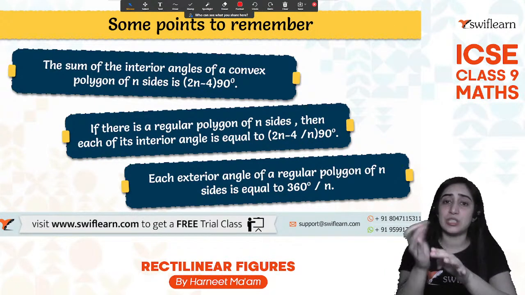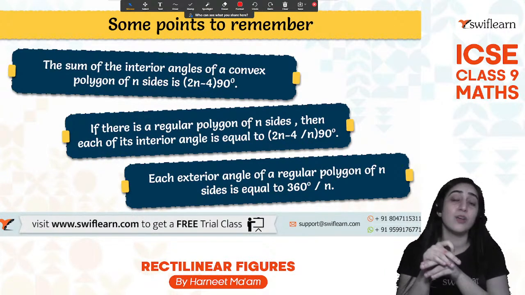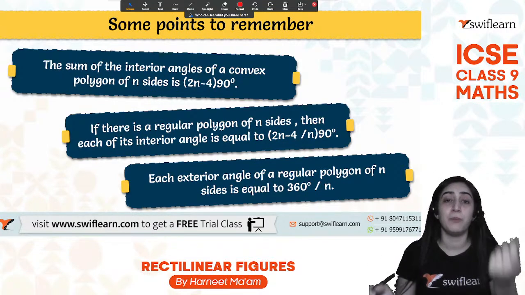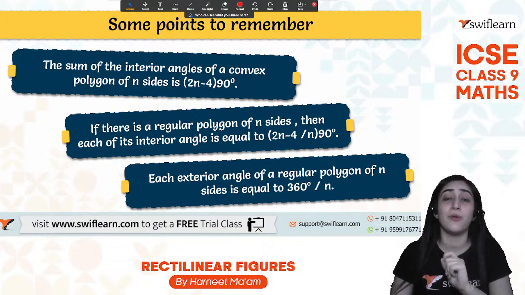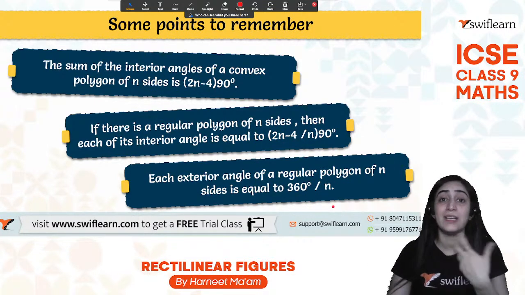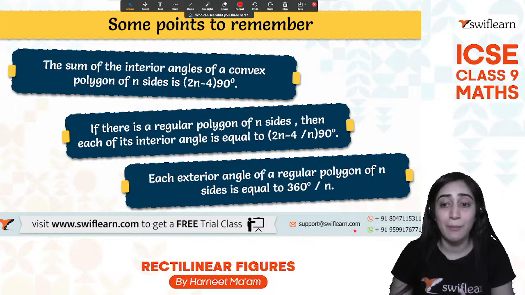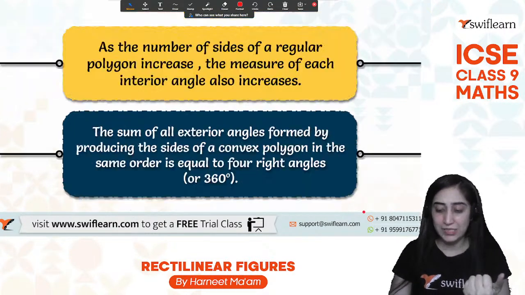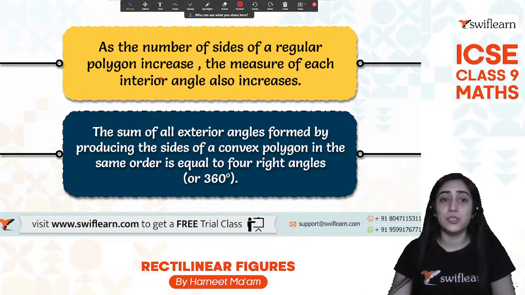So similarly, if I have to find each exterior angle, that will be 360 degrees divided by the number of sides of the polygon that I'm talking about. All right. Okay, so now let's do this.